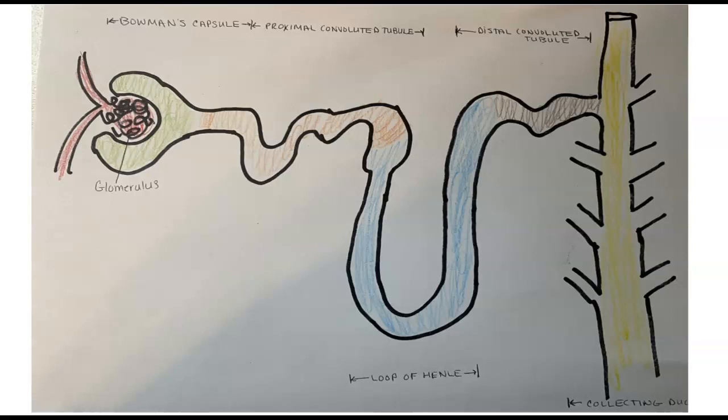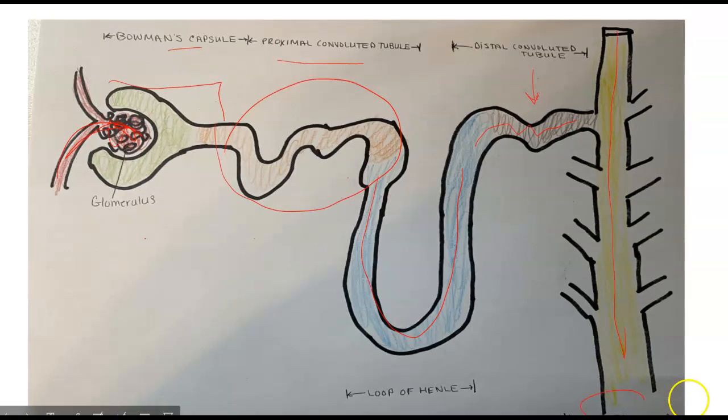So let's start by reviewing the parts of the nephron. Here we have the glomerulus, which is made of capillaries. The capillaries are surrounded by this structure here, which is the Bowman's capsule. Then it gets into this twisted set of tubules called the proximal convoluted tubule, down this way is the loop of Henle, and then into another set of twisted tubules, which is called the distal convoluted tubule. And then this big long tube here is called the collecting duct.